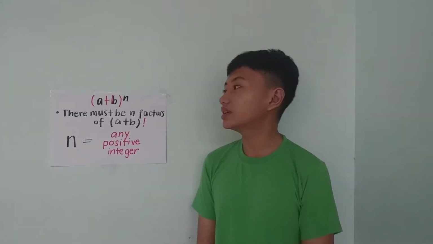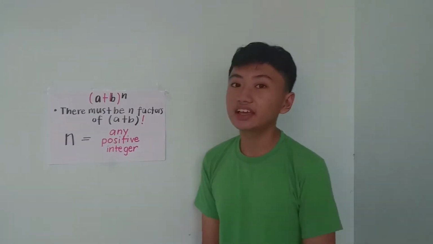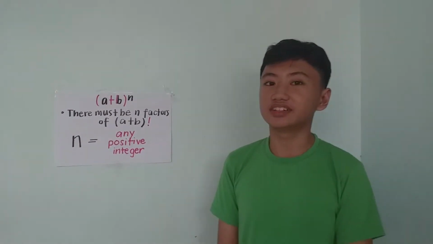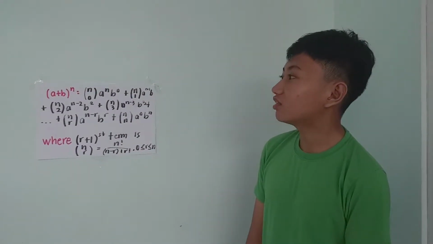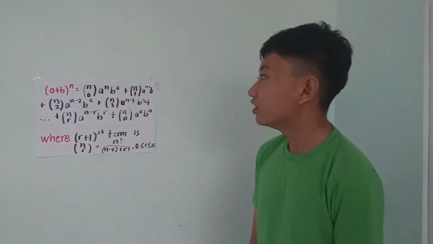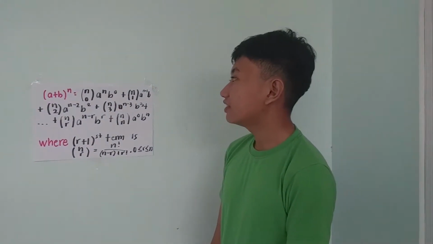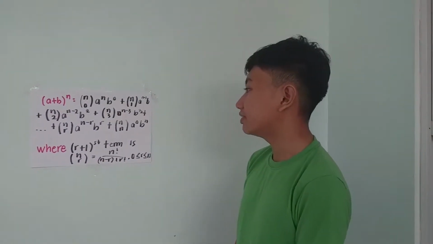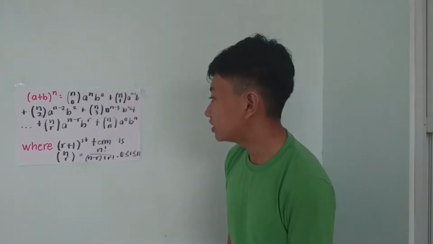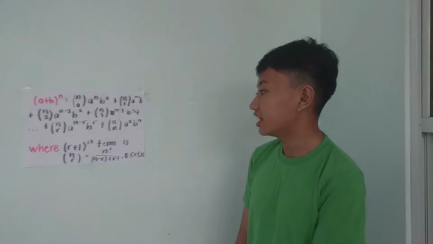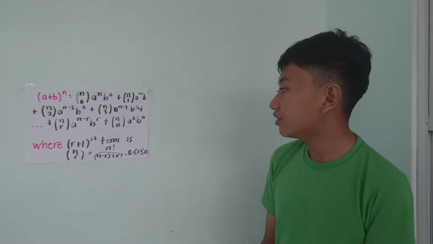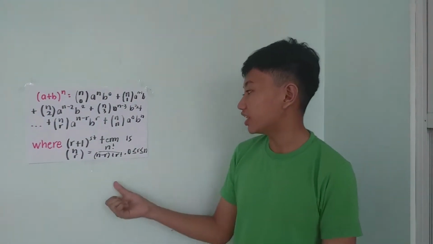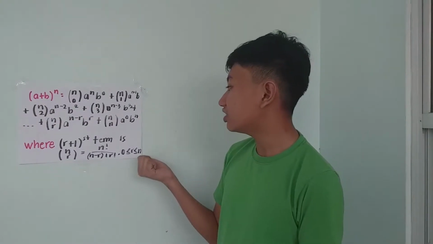Let's also take note that when it says the quantity a plus b raised to n, there must be n factors of a plus b, and n is any positive integer. With that being said, we can say that the quantity a plus b raised to n is equal to the combination of n taking 0 at a time times a raised to n, b raised to 0, until n taken n at a time, a raised to 0, b raised to n, where the r plus 1 term is equal to the combination of n taken r at a time, which is n factorial over n minus r factorial times r factorial, where r is not less than 0 but not greater than n.